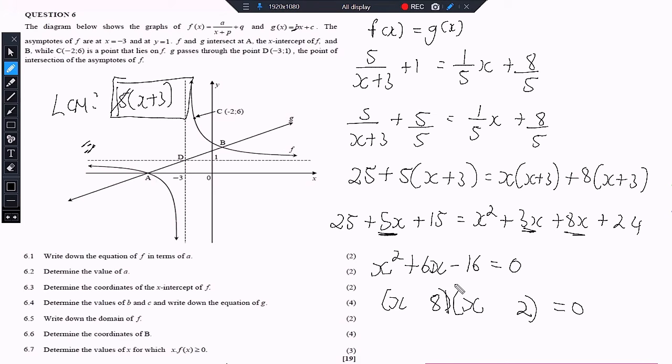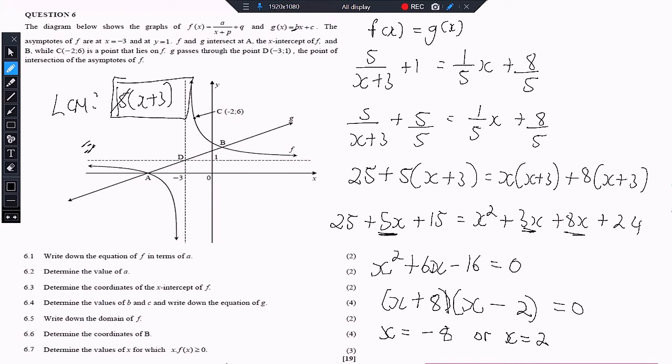Right, now we always know that the sign of the middle term must go to the bigger number. So that's positive here and then negative here, right? So if we say 8 multiplied by negative 2, that's negative 16. But if we say 8 minus 2, that's positive 6, right? So just like that, we have factorized correctly. Then x is either equal to negative 8 or x is equal to 2.